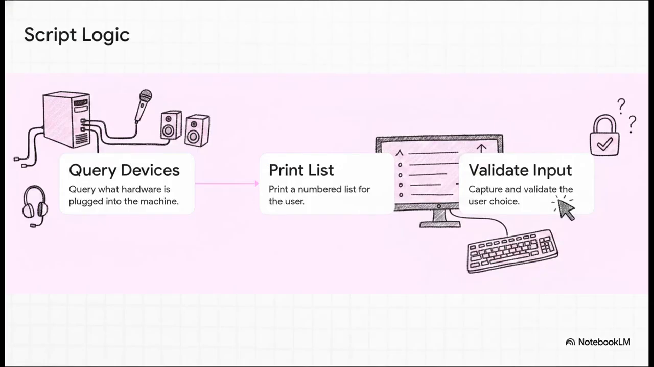Under the hood of that little text interface, the code is executing 3 basic steps. First, it queries your connected hardware using sd.query_devices. Second, it prints out a numbered list so you can actually read what's available. And third, it captures your numerical choice. And hey, it also validates that input so you don't accidentally type a letter and crash the whole script instantly.